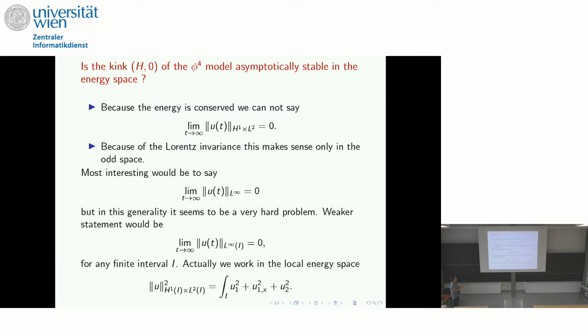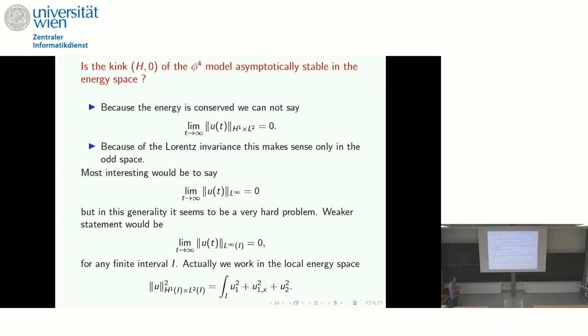And of course, when I asked this question to myself, I didn't even know Ivan or Claudio at the time. I was very stupid, because the question is not correctly stated. It asks about stability in the energy space, but that cannot possibly be proven. Because if the energy is conserved, this is not the right topology to look for asymptotic stability.